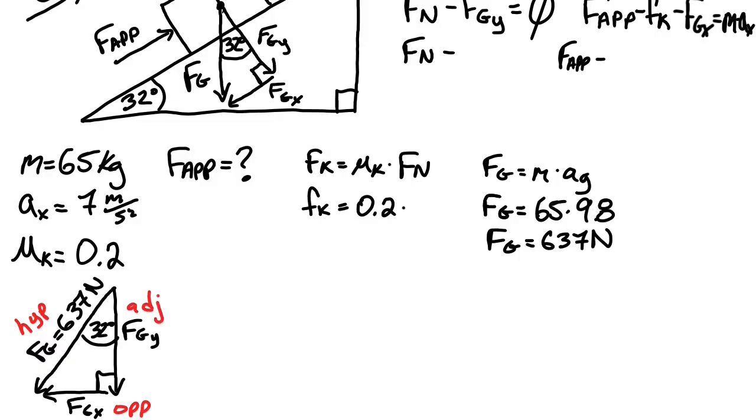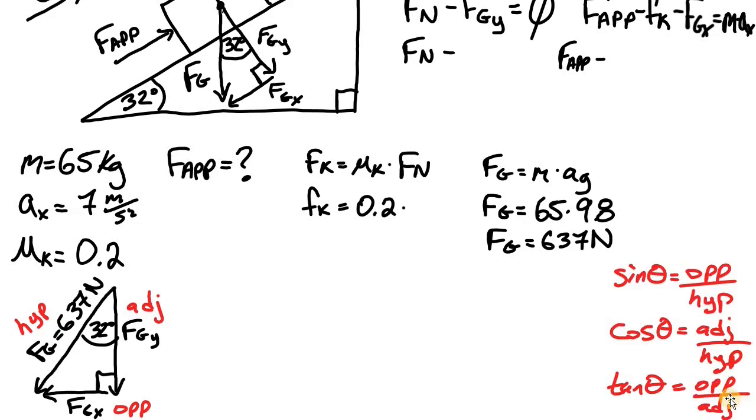Okay, and now which trig function do we want to use to find out what our Fgy is equal to? All right, so once again, we're dealing with our adjacent and our hypotenuse, considering that we do have this value over here. And what trig function has to do with both adjacent and hypotenuse? Hopefully you're saying to yourself, the cosine function.